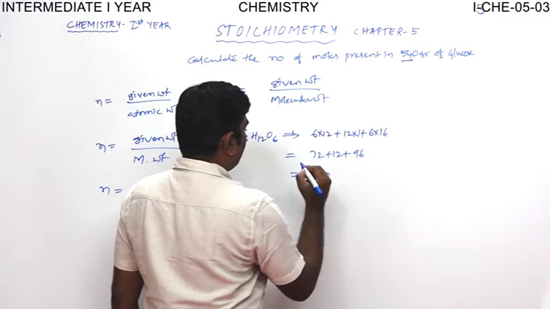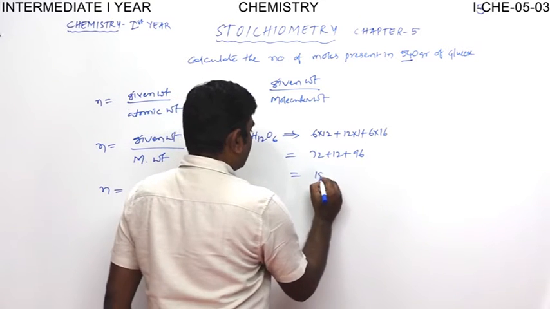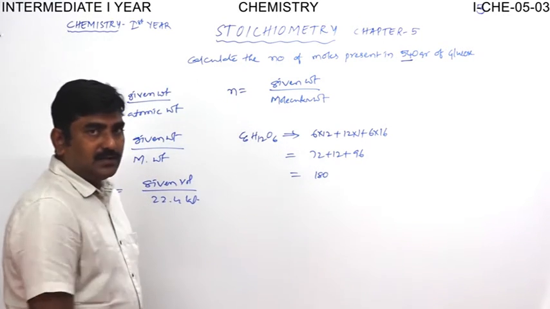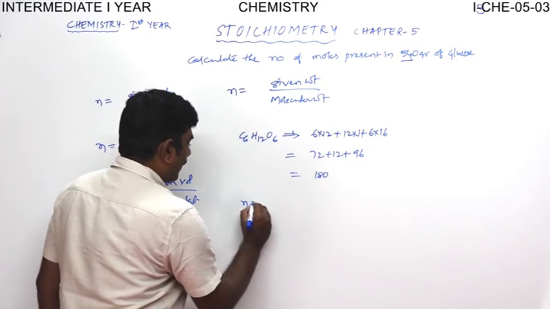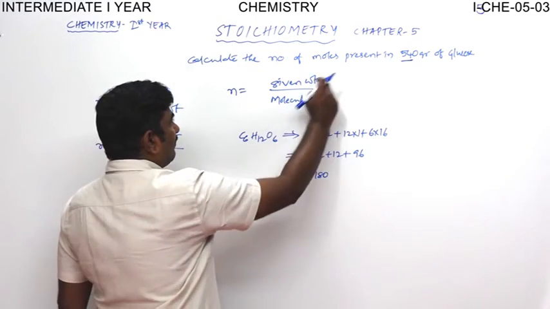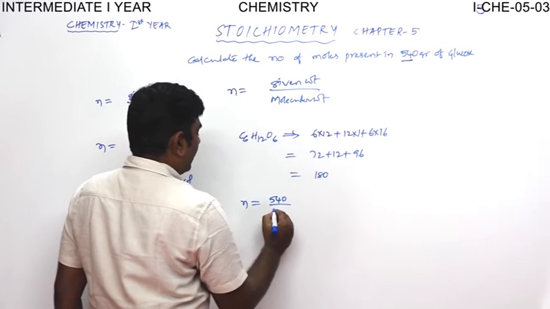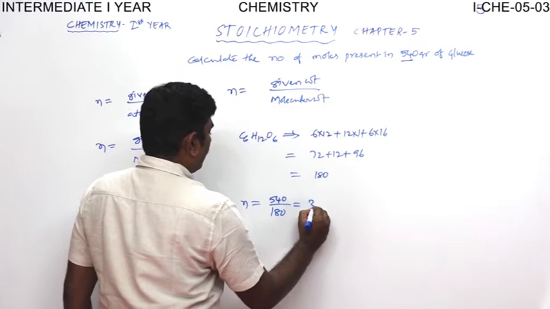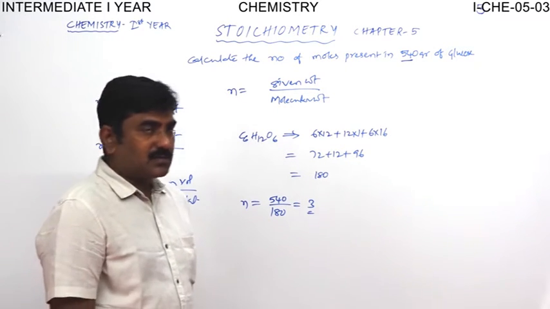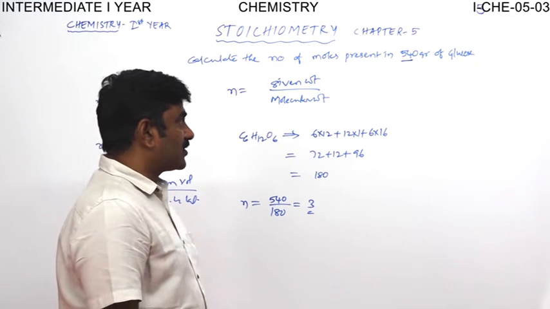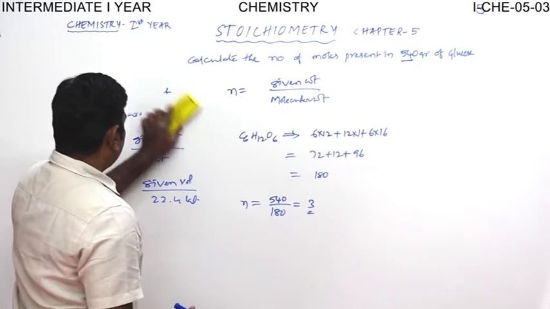What is the total weight? 180. So 180 is the molecular weight of glucose. So therefore, in the formula, N is equal to given weight 540 and molecular weight 180. Therefore, the answer is 3. Means 540 gram of glucose contains how many moles? 3 moles. Yes, note down the problem.